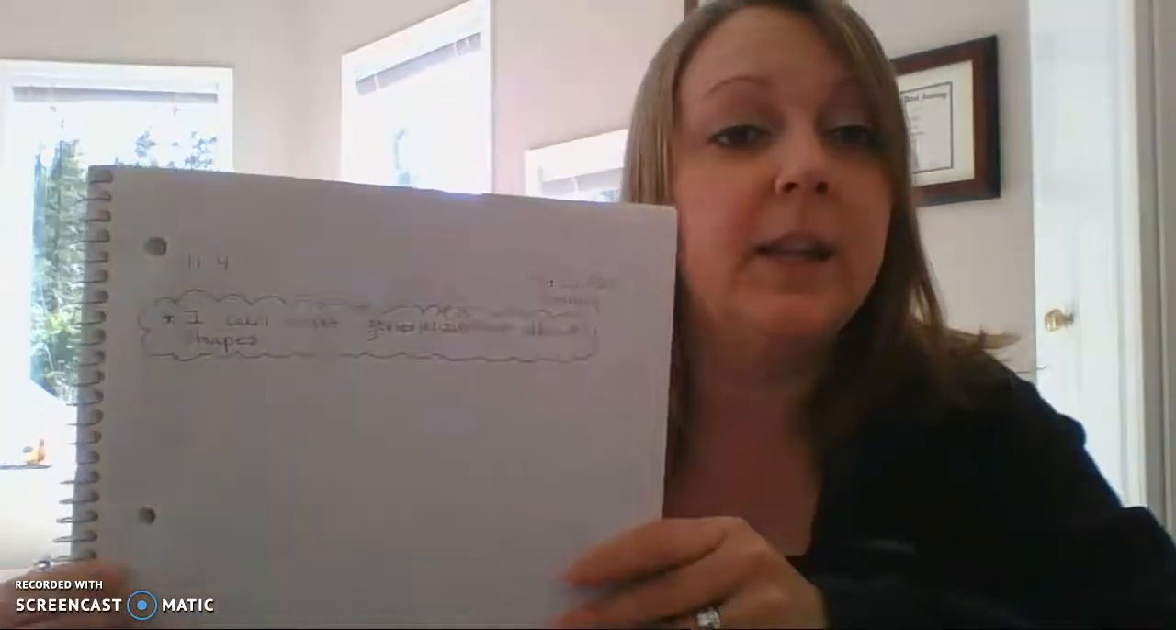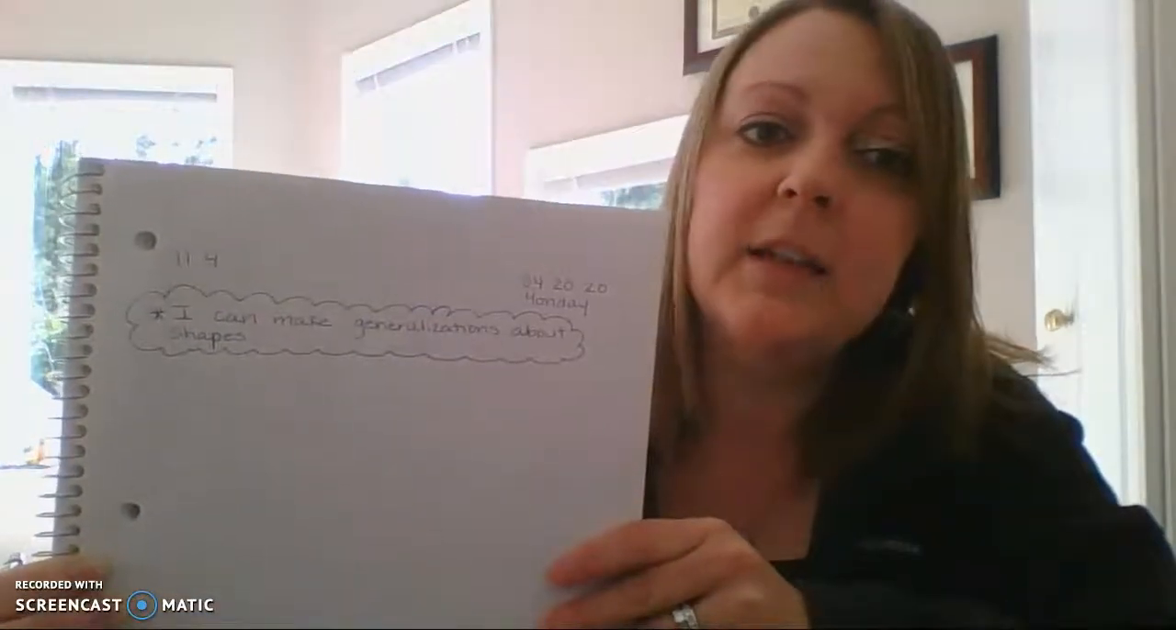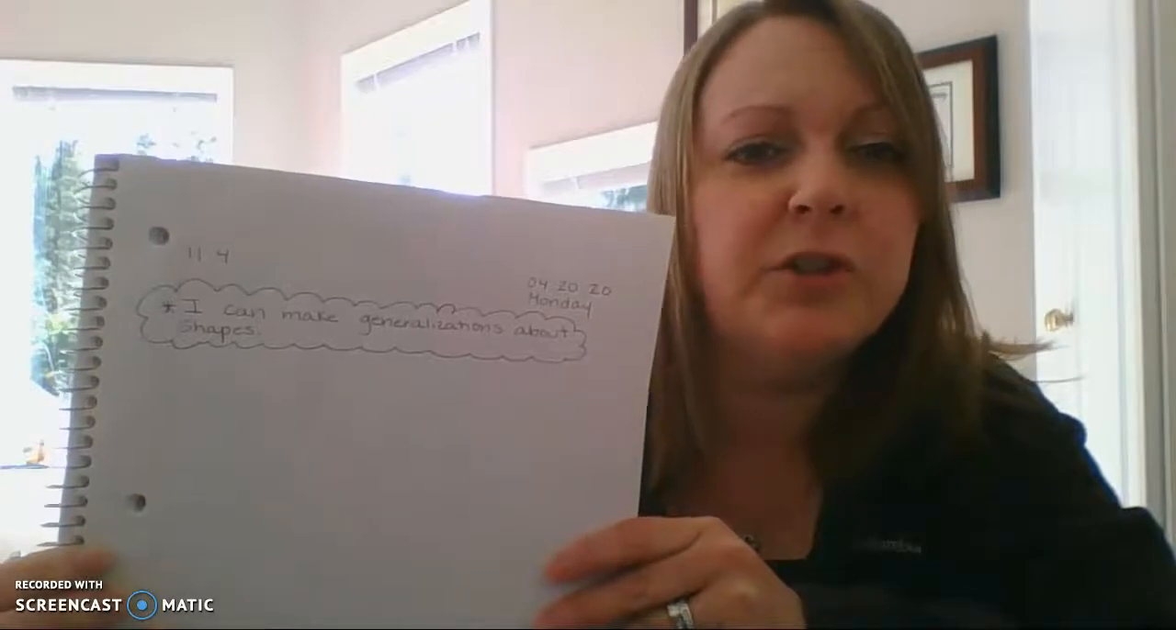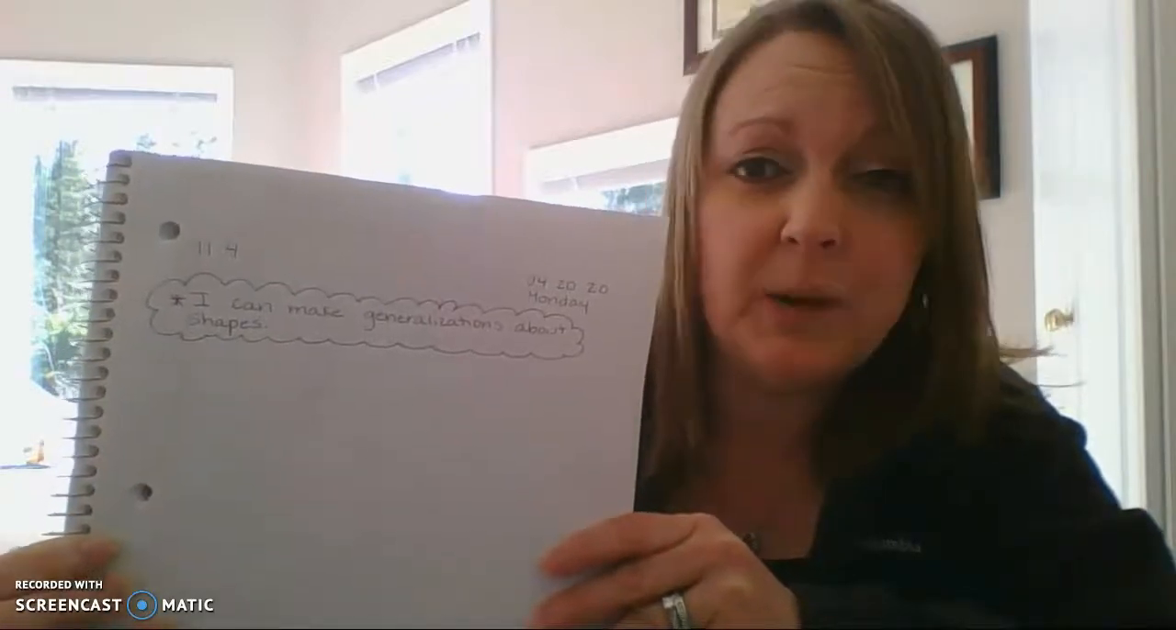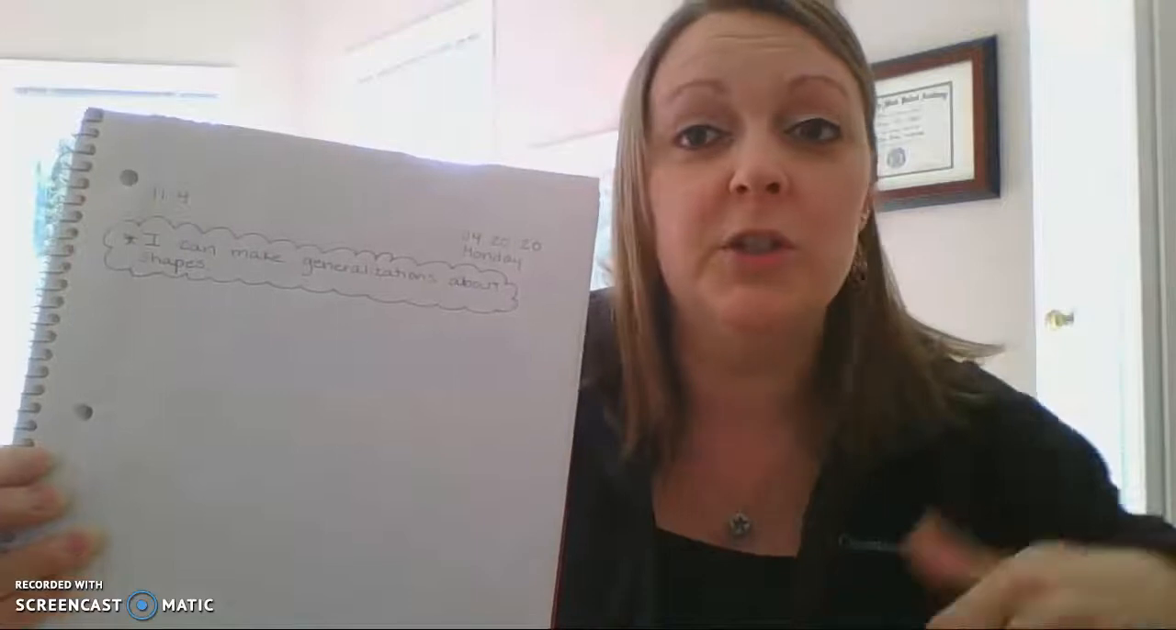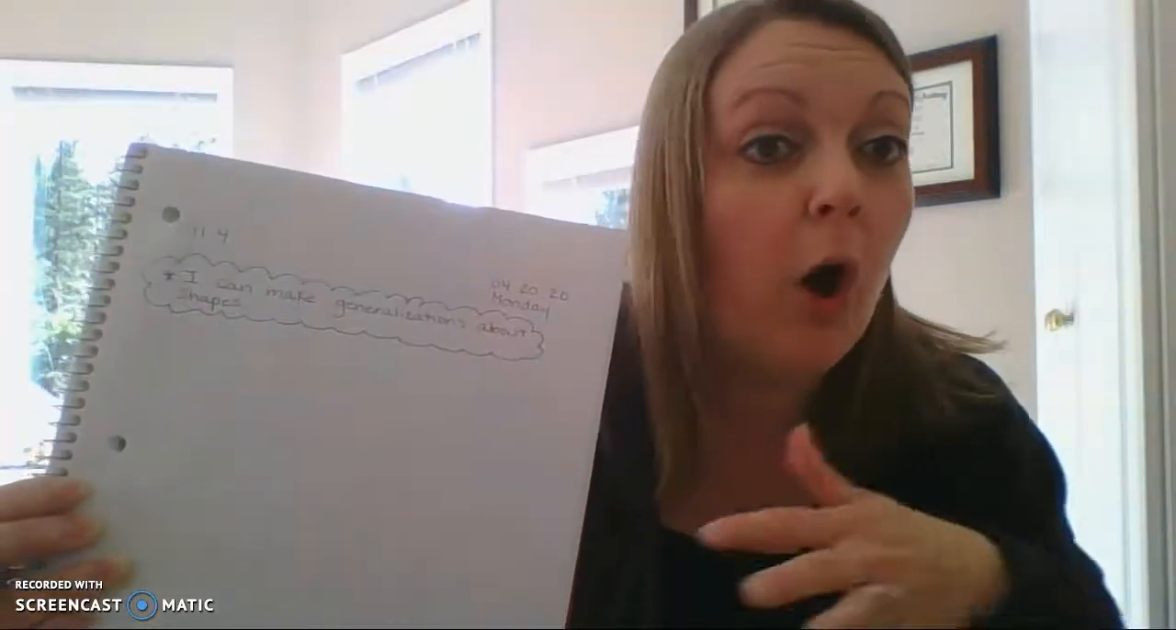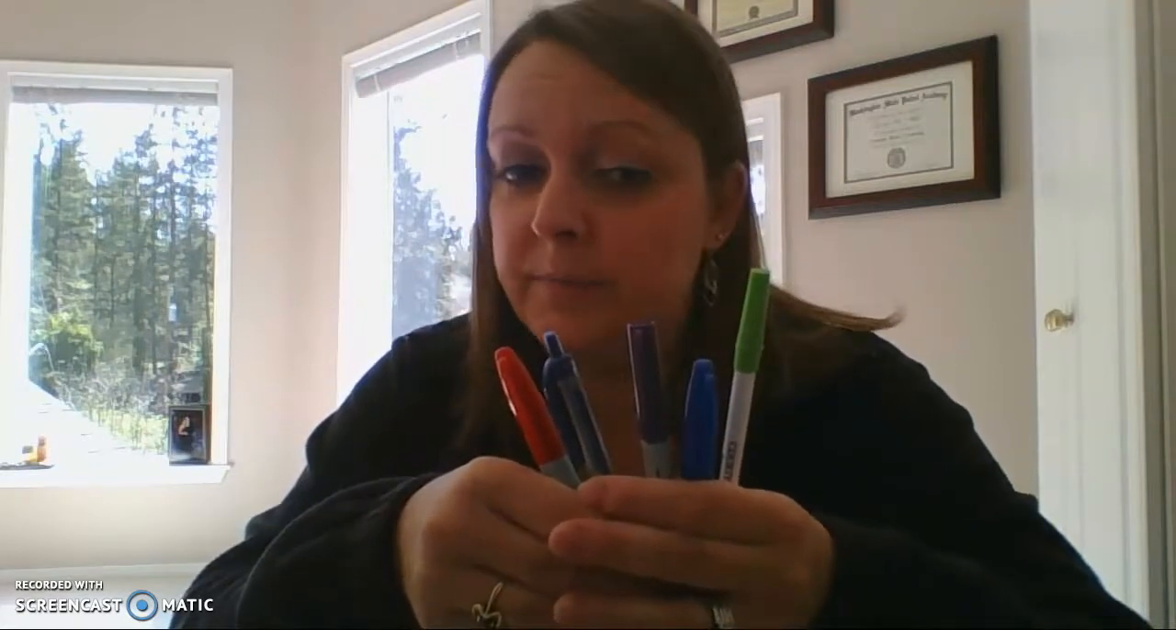So today we are going to be doing lesson 11.4, and our learning target is I can make generalizations about shapes. Now, a generalization is just a statement about all of them. So for instance, if I have these five writing utensils, and I'm going to make a generalization, a statement about all of them, I could say all of them are writing utensils.